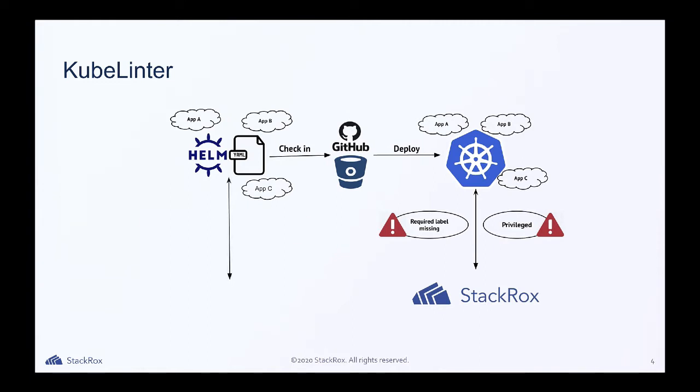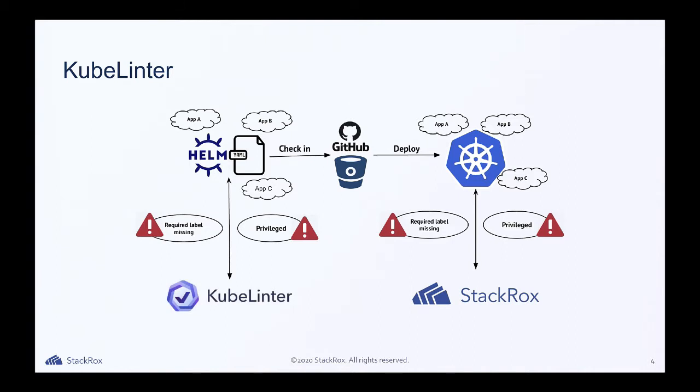This means that we can run many of the same checks that we run on live applications in the cluster on these configurations of applications before they're even deployed, thereby shifting security left. And this is where KubeLinter comes into the picture. That's a quick overview of what KubeLinter does. Now I'm going to switch tracks to a demo.